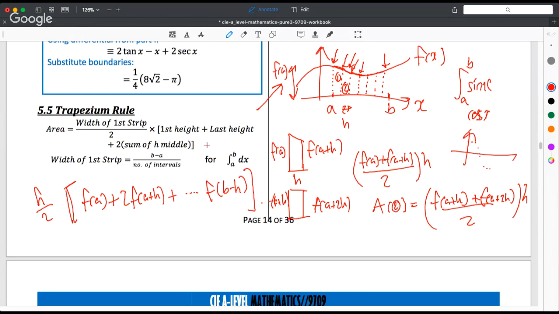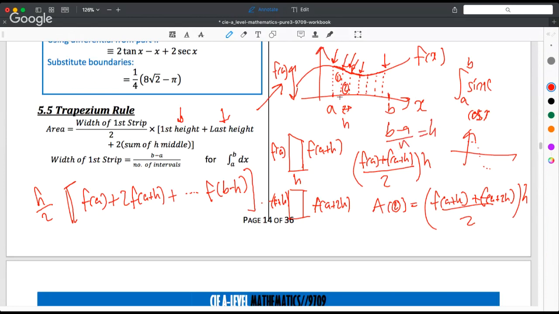Here they've written it in a slightly different way, but they've got the first height only once, the last height only once, and twice the sum of all the ones in between. And the width of the strip is just b minus a over the number of intervals, and that is our h value. So that's the same thing. Our h is b minus a divided by the number of bins we have, which is called n. That's our h.